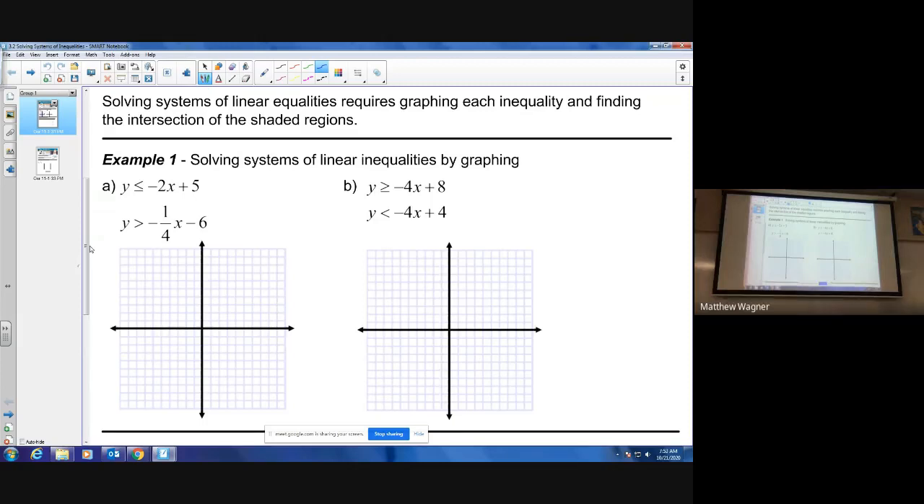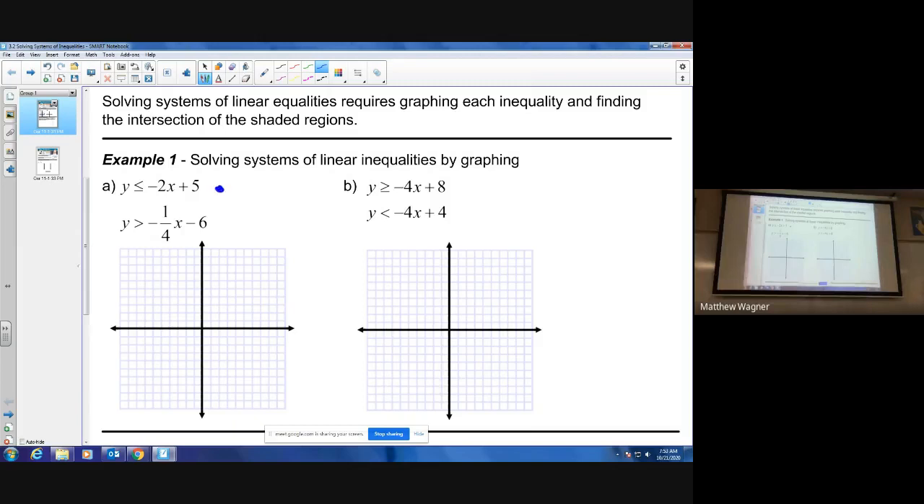So we graphed systems of linear inequalities in chapter 2. We also graphed linear or absolute value inequalities as well. This chapter, we're looking at graphing systems of linear inequalities. Keep in mind, we're going to graph each of these, and then we're looking for the overlap of the two regions. Just like the solution to the system of equations is the intersection of those two lines, the solution to a system of inequalities is the overlapping region of the two.